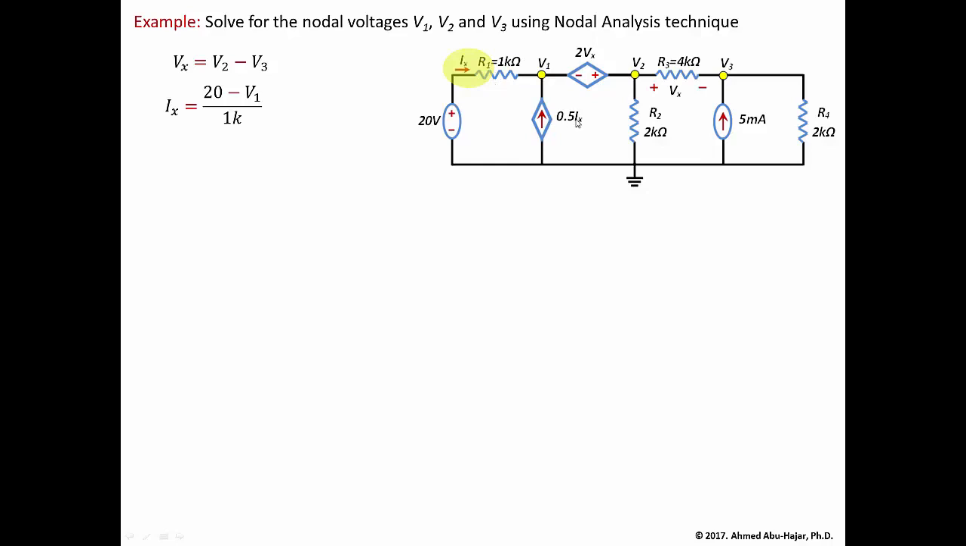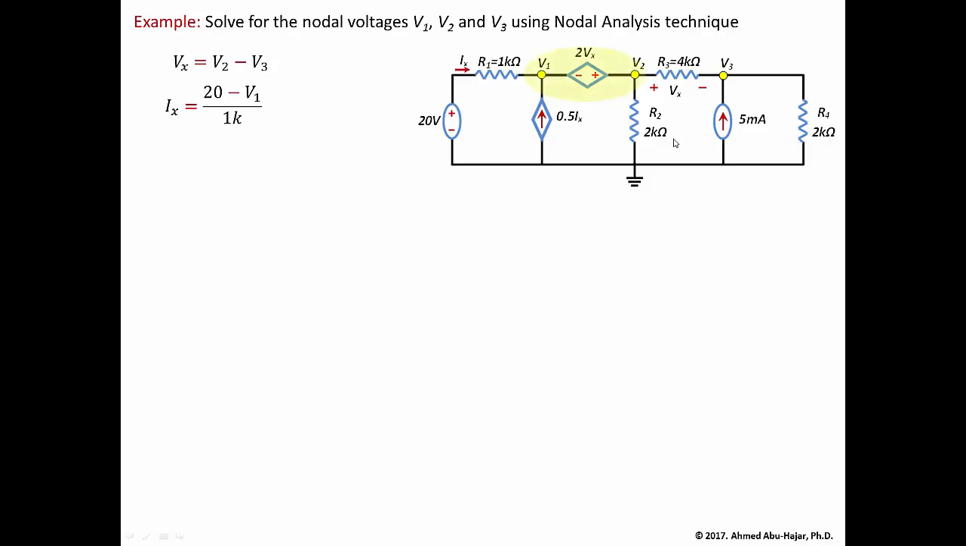So all we did so far is find Vx and Ix in terms of the nodal voltages V1, V2, and V3. That's what we have over here. This is an extremely important step in nodal analysis: always define those dependent parameters in terms of the nodal voltages. So this is the first trick in the problem: we have two dependent sources and we need to define the dependent parameters, Vx and Ix, in terms of the nodal voltages.